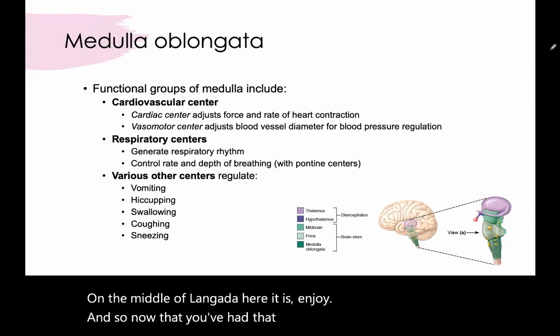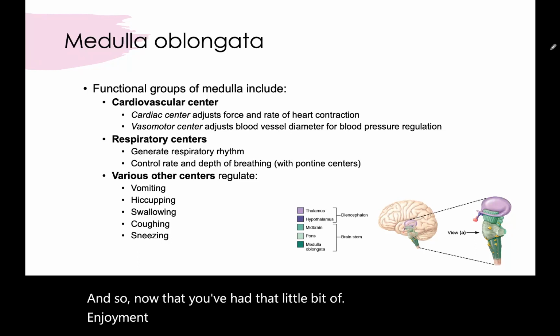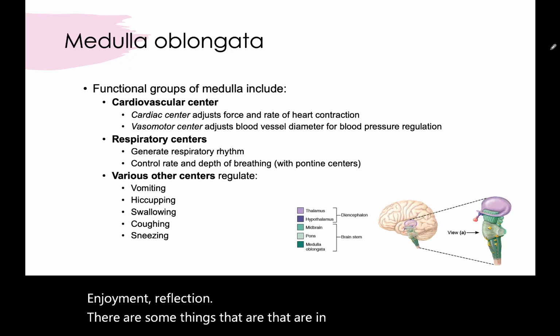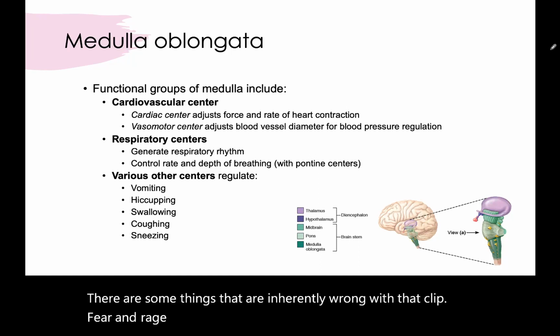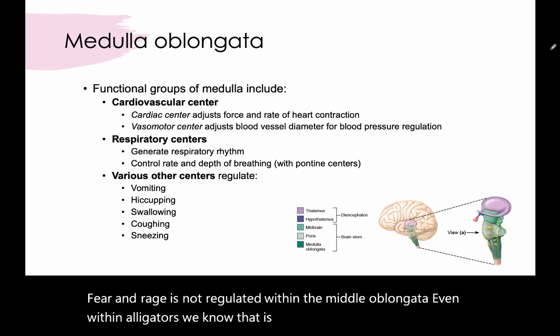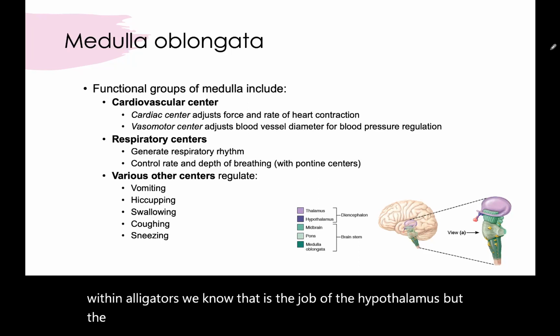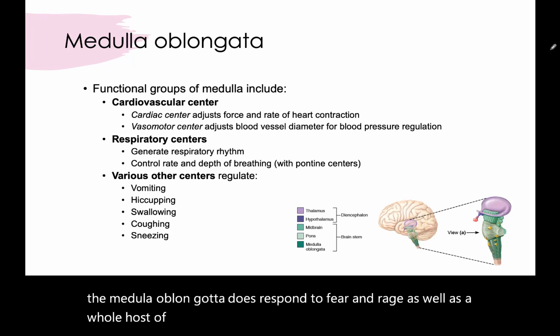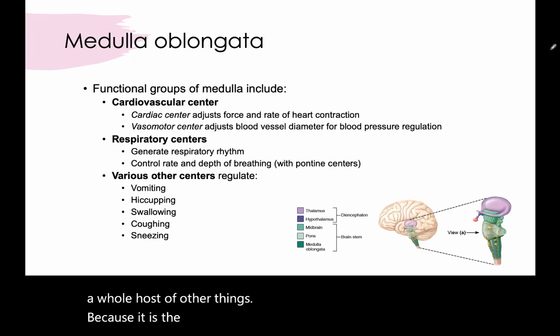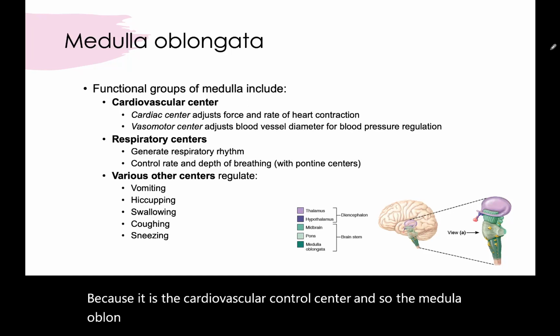And so now that you've had that little bit of enjoyment, reflection, there are some things that are inherently wrong with that clip. Fear and rage is not regulated within the medulla oblongata, even within alligators. We know that is the job of the hypothalamus. But the medulla oblongata does respond to fear and rage, as well as a whole host of other things, because it is the cardiovascular control center. And so the medulla oblongata does regulate cardiac output.